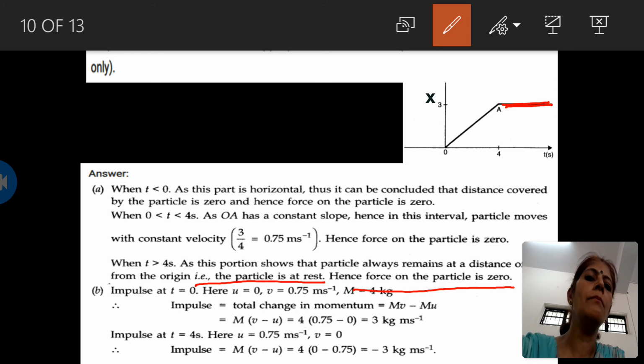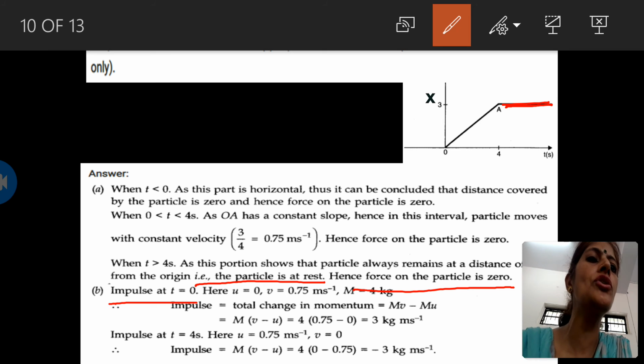Now come to the B part of this question, that is we are to find the impulse at t equals to 0 and at t equals to 4 seconds. First of all, impulse at t equals to 0. Now we know that impulse is equal to the change in the momentum of the body. So first of all, let us check what is the velocity of the body before t equals to 0. That will be its initial velocity.